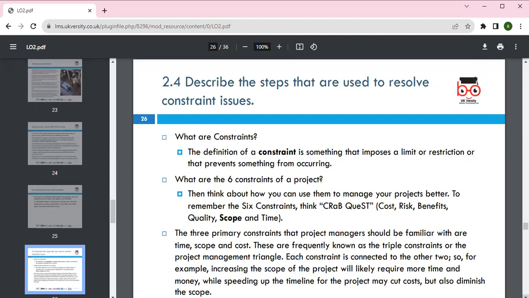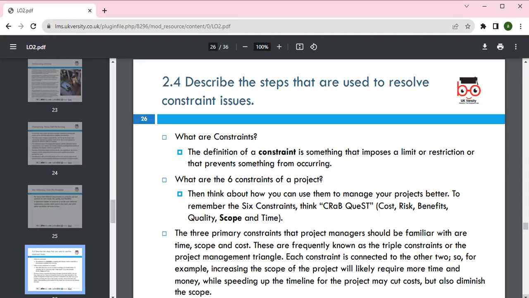Okay, then we have to describe the steps which are used to resolve the constraint. Constraint means limitation. Like, we have a constraint in labor hours, a constraint in the material available, a constraint in the units, which is the capacity we have. Constraint is something that imposes a limit or restriction. Okay, constraint is about how you manage the project.